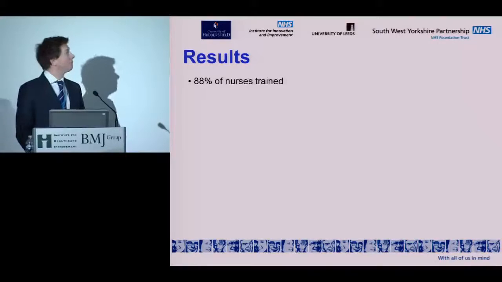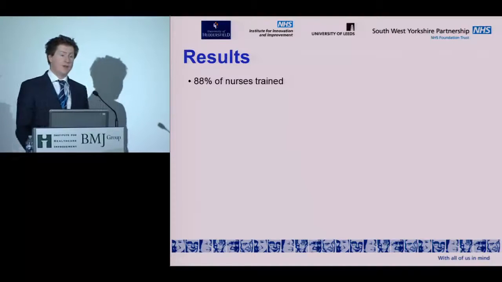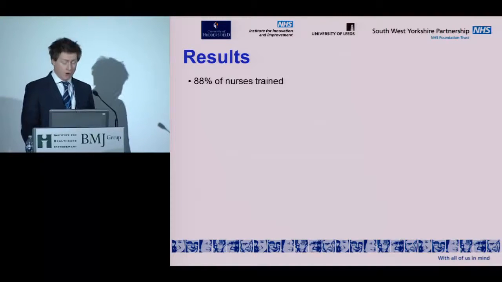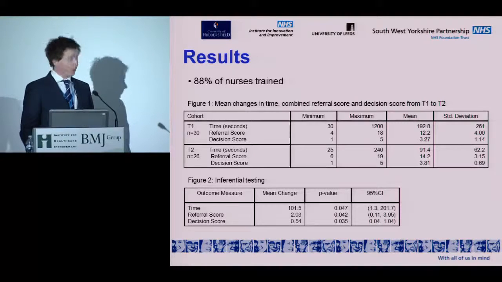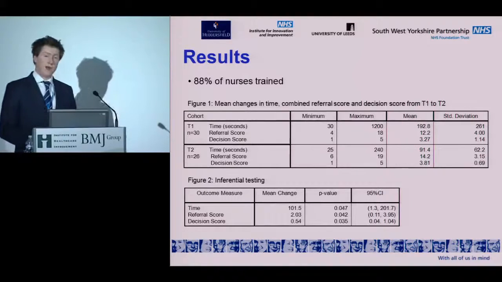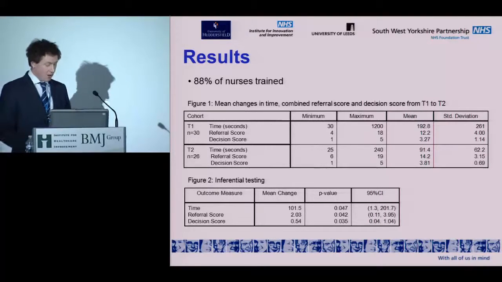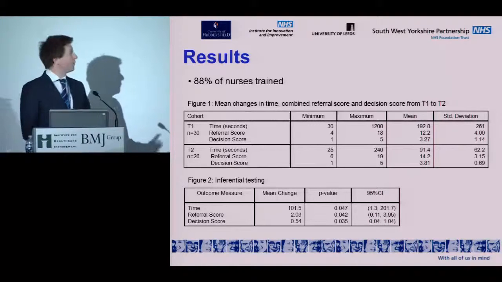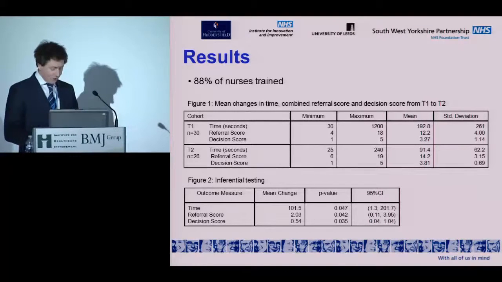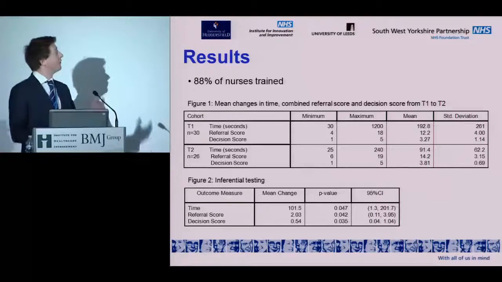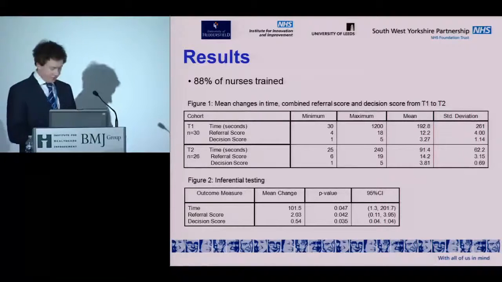So looking at our results, we managed to train 88% of the nurses, and all of the nurses who weren't trained were accounted for by long-term sickness. In T1, we collected 30 referrals, and in T2, 26. Figure 1, we'll go through quickly, demonstrates the time and the referral score and the decision score.